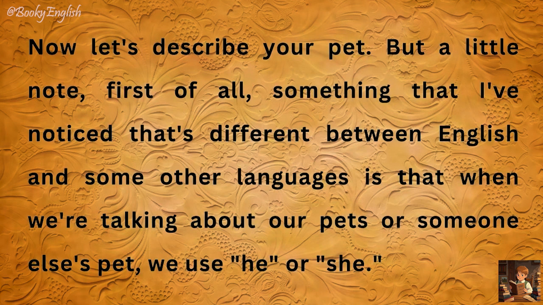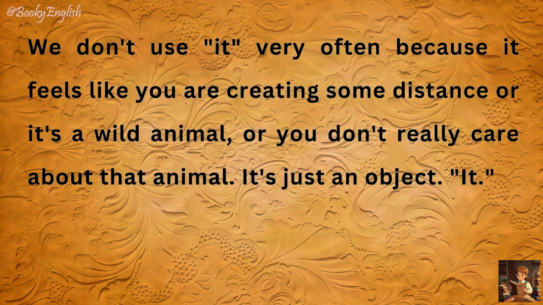Now let's describe your pet. But a little note. First of all, something that I've noticed that's different between English and some other languages is that when we're talking about our pets or someone else's pet, we use he or she. We don't use it very often because it feels like you are creating some distance, or it's a wild animal, or you don't really care about that animal. It's just an object. It.